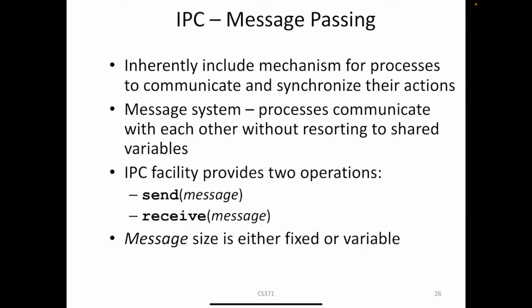This message passing approach provides two operations. One is called send. When one process has some data ready to be sent out to another process, it can call the send function to send out the data. The other generic operation is receive. When a process wants to get some data from other processes, it can call the receive function to receive data from other processes. And also the message size can be defined by the operating system, either fixed size or variable size, which is decided by the process.